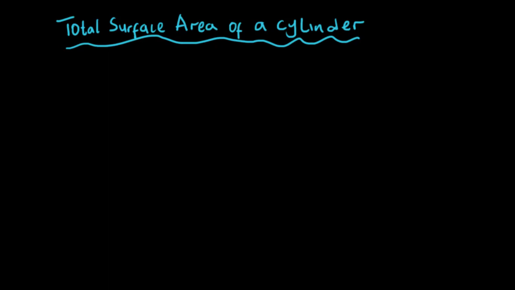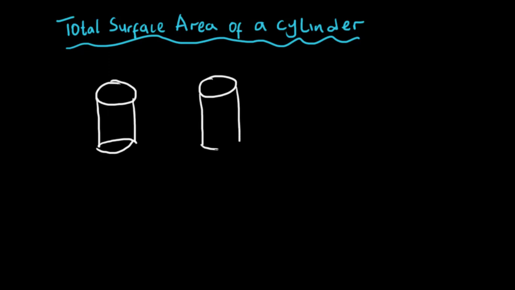In this video, we are going to be looking at the total surface area of a cylinder. In the previous video, we looked at the curved surface area of a cylinder. Now remember what a cylinder looks like. In the previous video, I told you that there are two types of cylinder: the solid cylinder and the open cylinder. Can you remember? Now let's say this is a solid cylinder.